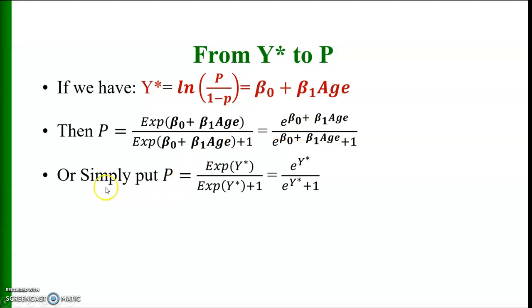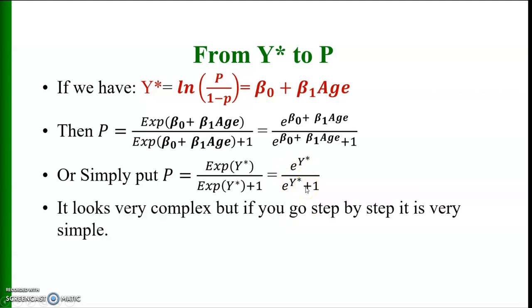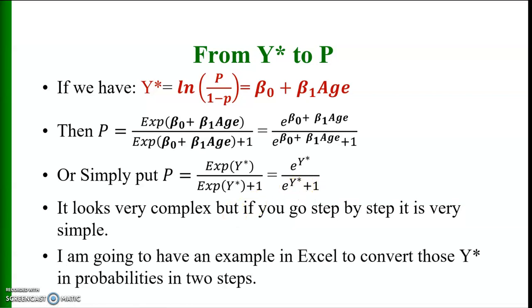Now we can simply put p as exponential e raised to the power y star, which is also equal to beta naught plus beta 1 age, and again divided by exponential of y star plus 1, and that is equal to e raised to the power y star divided by e raised to the power y star plus 1. So it looks very complex, but it is very simple if we go step by step. So I am going to have an example in Excel to convert those y's into probabilities in 2 steps.